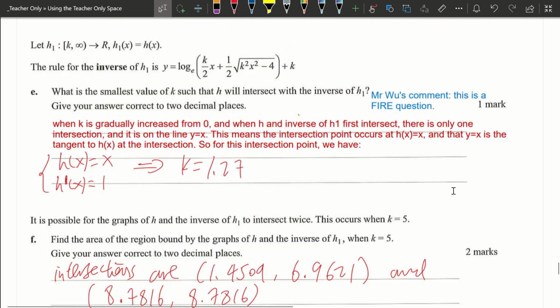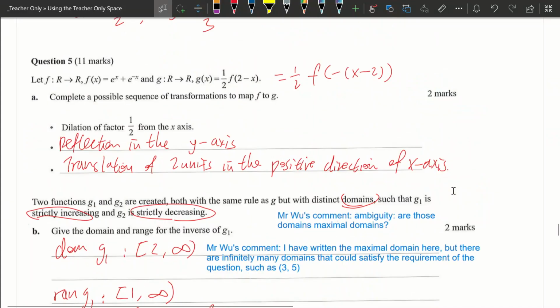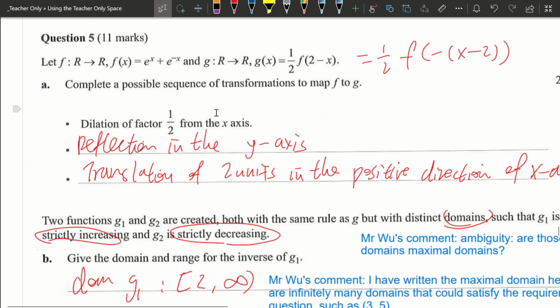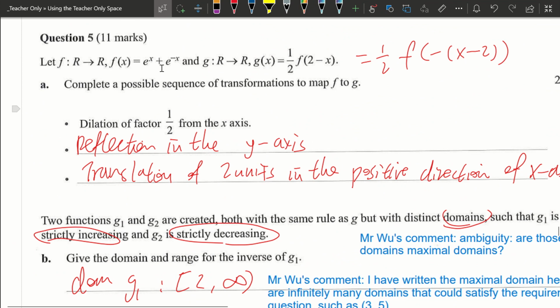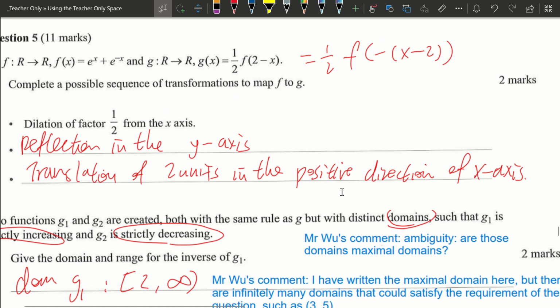Question 5, which is the last one. There's a fire question here again. So we have f, which is e to the power of x plus e to the power of negative x. Then we have g, which is half times f, and then substitute 2 minus x. The question asks for the sequence of transformations to map f to g. Whenever the coefficient of x is not 1, you have to make it 1. So I take negative 1 out as a common factor, so it becomes negative bracket x minus 2, close bracket. So now I can do it: dilation of factor half, reflection in the y-axis, and translation of 2 units in the positive direction of the x-axis.